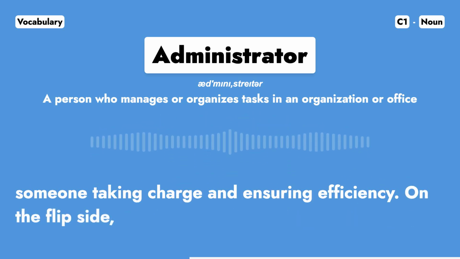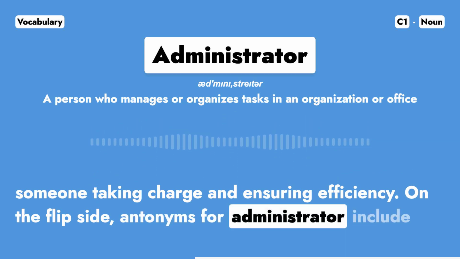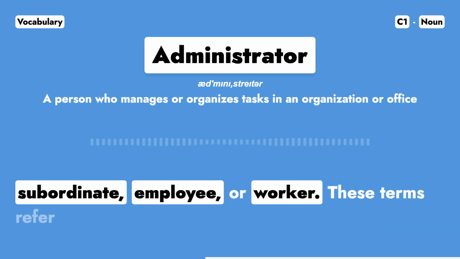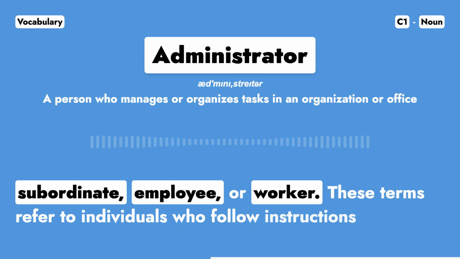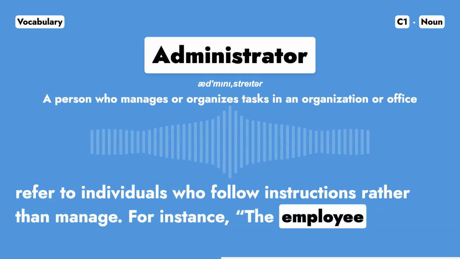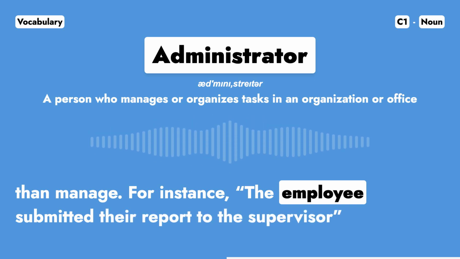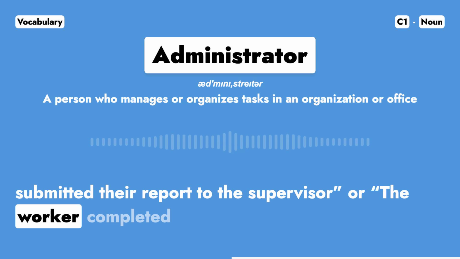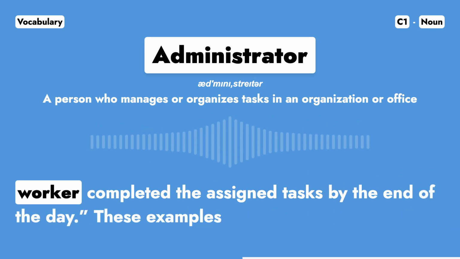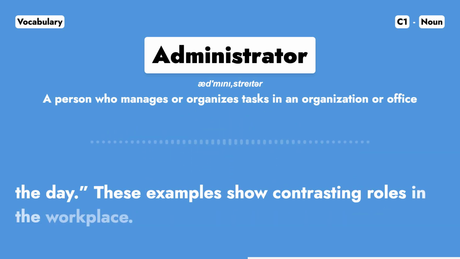On the flip side, antonyms for administrator include subordinate, employee, or worker. These terms refer to individuals who follow instructions rather than manage. For instance, the employee submitted their report to the supervisor, or the worker completed the assigned tasks by the end of the day. These examples show contrasting roles in the workplace.